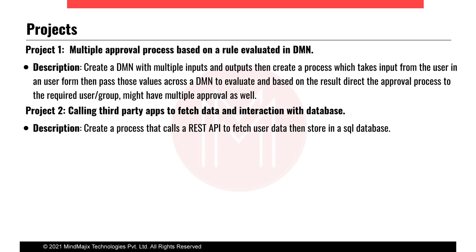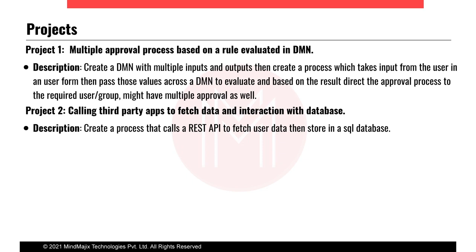Now at the end of the training, you will be completing two projects. The first one will be a multiple approval process based on rule evaluation in DMN. What you need to do is take certain inputs from a user, and based on the inputs you will be creating a complex set of rules in DMN with multiple inputs and multiple outputs, and certain configuration will have certain approval persons to assign to it. Based on the inputs and the rules being evaluated, you should assign the task to a certain approver. Once the approver approves, you will be sending a notification to the initiator saying that it has been approved.